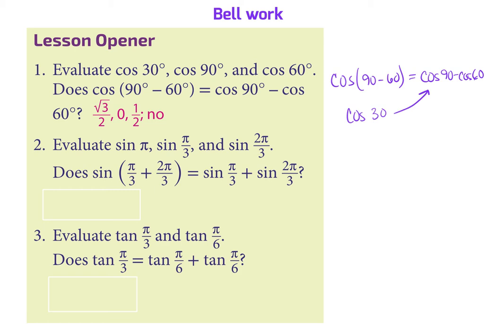You have square root of 3 over 2, 0, and 1/2 are those three guys. And if I plug that in, I am not going to get square root of 3 over 2 equals negative 1/2. That's not true, all right? You'll notice that when you do all of these, the answer is no, all right?